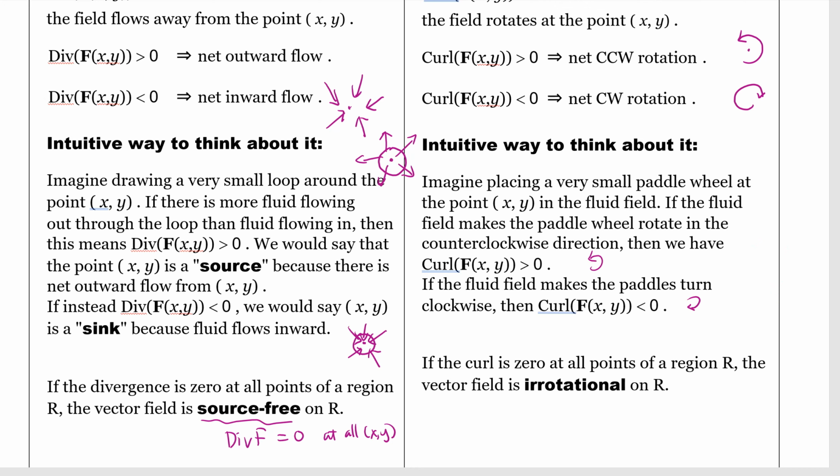Okay, if the curl is 0 at all points on the region, then we say the vector field is irrotational. So it's not rotating at any point. So irrotational. So far, so good, everybody. So if divergence is 0, we call it a source-free field. If the curl is 0, we call it an irrotational field. Okay?